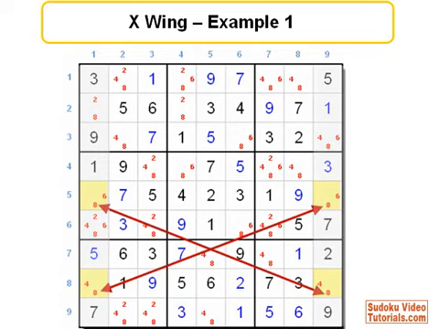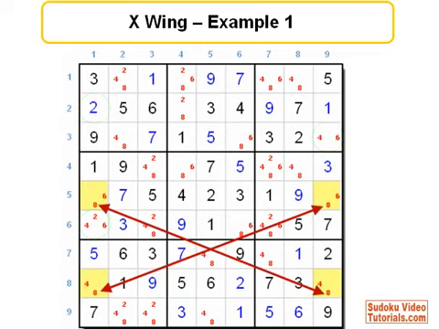So based on this knowledge, we can eliminate 8 as candidates from all the other cells in columns 1 and 9 as indicated by the green rings. So let's go ahead and eliminate the 8s. Once we do that, we're left with a single choice over here. So this cell must be a 2.